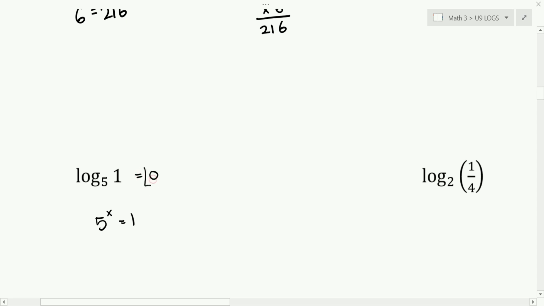Okay. So this is what I mean. If you get it out of log form into this exponential form, sometimes it makes more sense because we're learning what the log form means. We want to get the exponent by itself so we can eventually solve for it. Okay, this one's not solved for x. This one is.